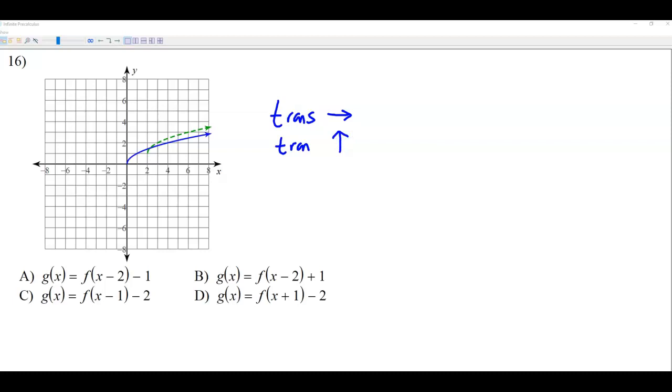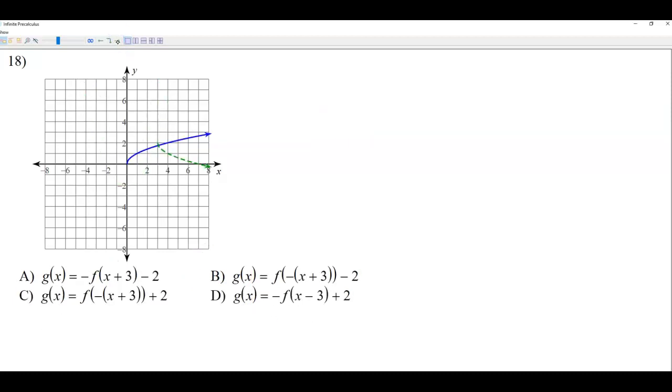Now, when you do a translation to the right, that means you are subtracting a number inside the parentheses. So it's either this one or this one now, because both of those have subtraction inside the parentheses. When you translate up, you're adding a number outside the parentheses, so that's going to be this guy. So my option is B there. Let's take a look at 18.